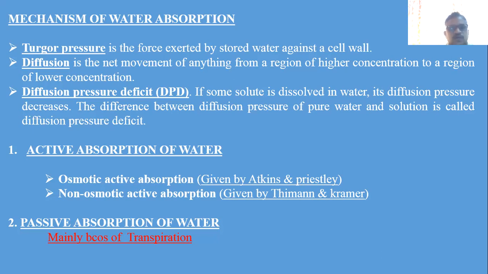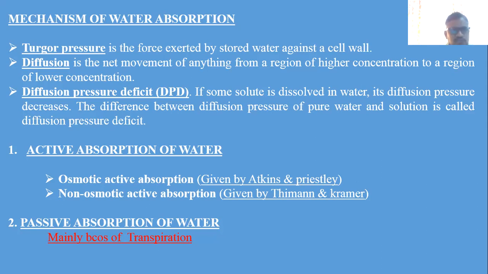Now, turgor pressure. Turgor pressure is the force exerted by stored water against a cell wall. Whenever water is absorbed by the plant cell, that water gets stored in the cell, and because of this stored water, it exerts some force on the cell wall. This is called turgor pressure.